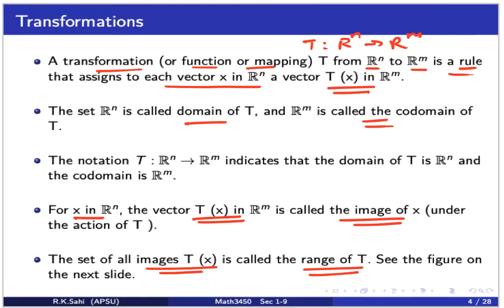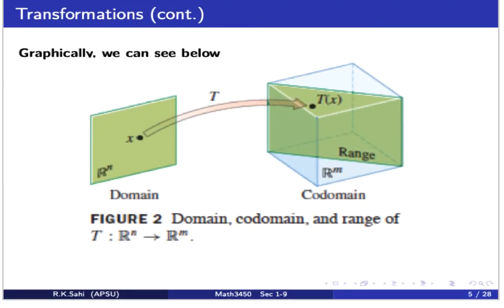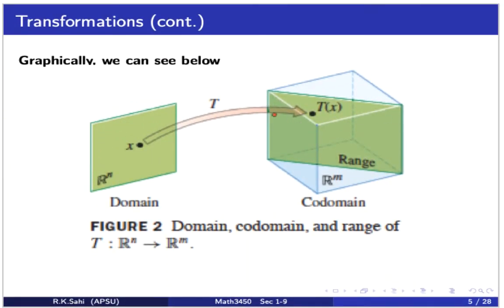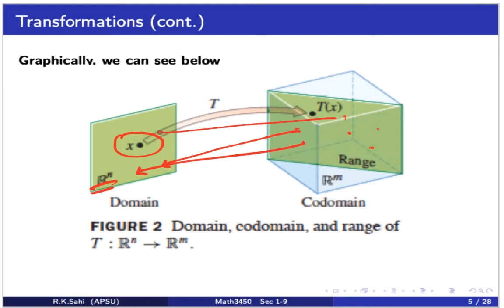Let's look at a graph. So T is a transformation or a rule which assigns a vector x in Rn a vector Tx in Rm. So remember, the green part goes to the green part. That means the green part in the codomain is called the range, because every element in the green part has an element associated with it in Rn. That's what it is. Okay?